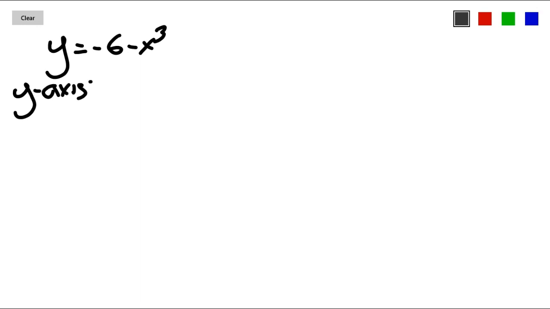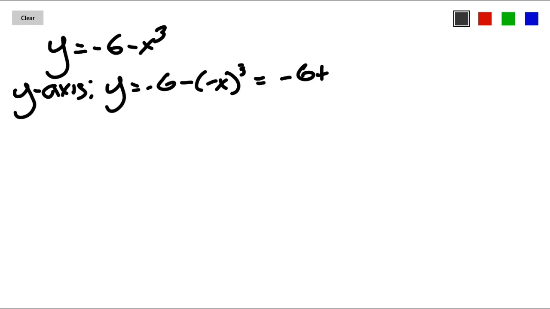Let's try y is equal to negative 6 minus x cubed. So to test for symmetry in the y-axis, I set x equal to negative x. So I have y is equal to negative 6 minus negative x cubed. And then this is going to give me negative 6 plus x cubed, which is not the same as negative 6 minus x cubed. So there's no y symmetry.